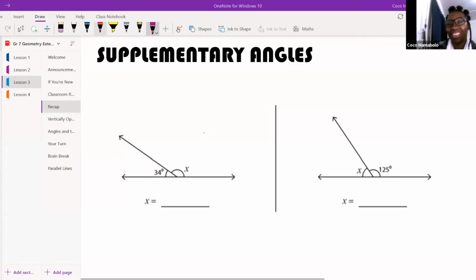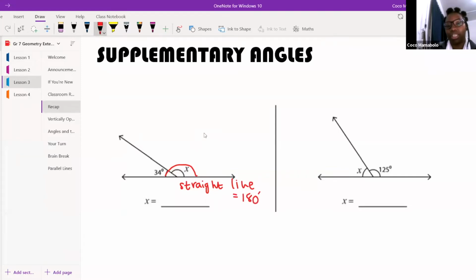I think it's 180 degrees. Good, excellent, because this whole angle over here on a straight line is going to equal 180 degrees. All of it is equal to 180 degrees. Now, if this tiny angle over here is equal to 34 degrees, can you tell me, Letitia, what is x going to be equal to? Because together they need to give me 180 degrees.